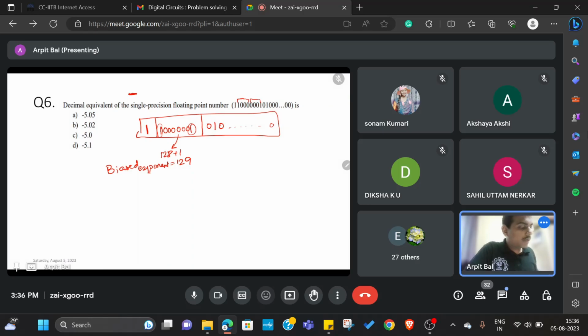Okay, we need to convert from the biased exponent to the unbiased exponent. So exactly the reverse of what we did in the previous examples. Okay, so let's write it. Unbiased exponent is equal to 129 minus, here we need to subtract 127.